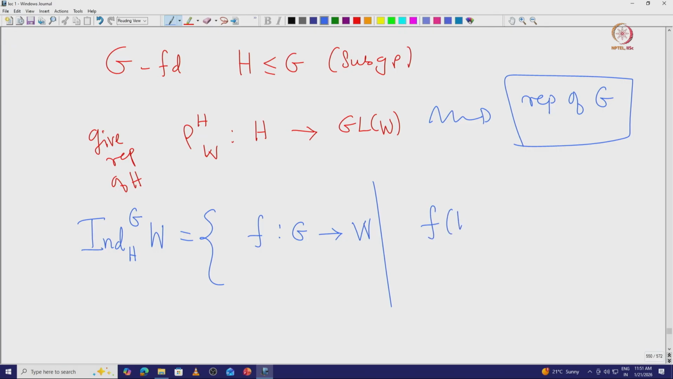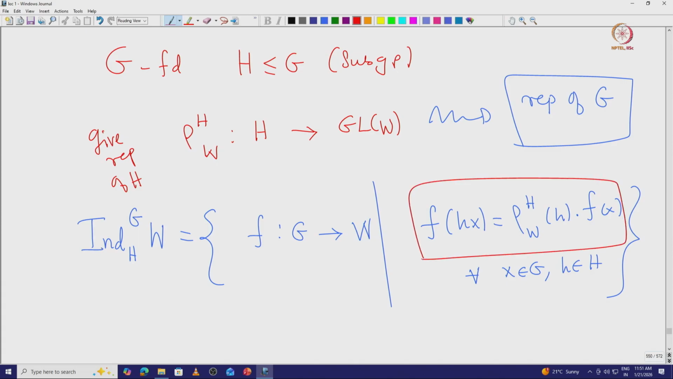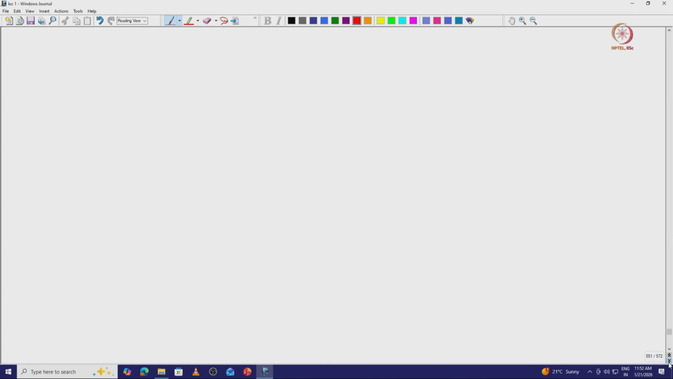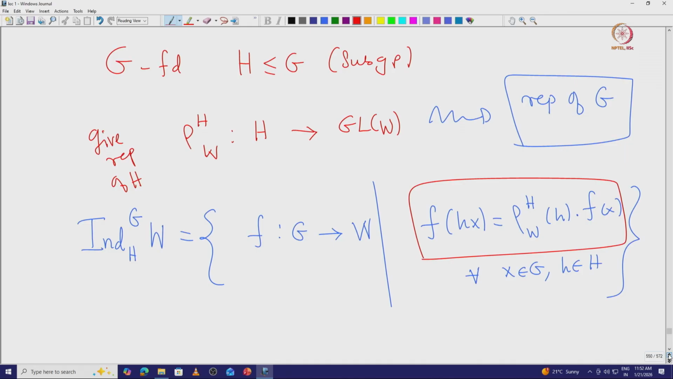You take f of h x. That is supposed to be equal to rho W of h acting on f of x, and this is true for all x in G and h in H. Okay. So, this is the defining relation of this space. So, basically it is a function space satisfying some properties. So, let us look at how this relation can be simplified. If we forget this rho W of h and simply write the action of h by the dot action, then the equation in this box can be read as follows.